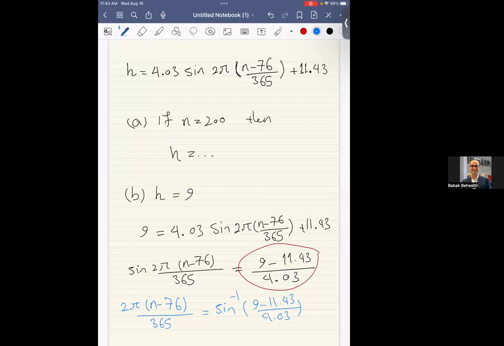First of all, this is a negative number, right? Negative 0.6, exactly. So this is equal to negative, let's say 0.65 radians, right? That's it. So that means 2 pi times n minus 76 divided by 365 is minus 0.65.